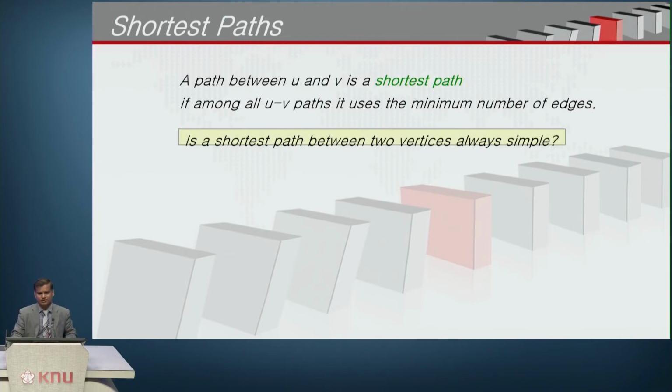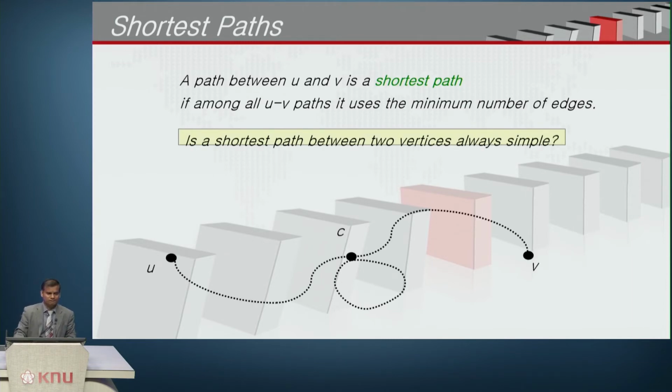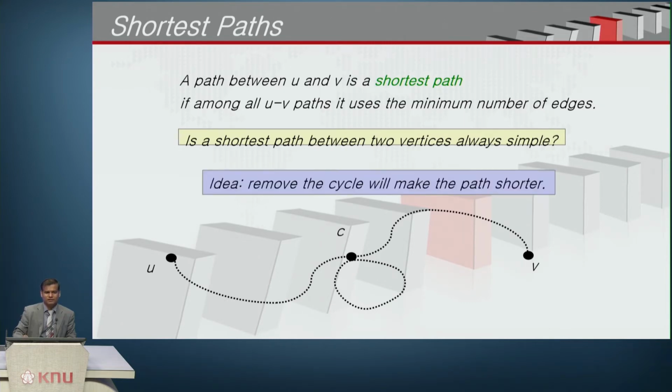Is a shortest path between 2 vertices always simple? As you can see here, if you are considering U and V, if you just remove this cycle, it would be easier. So the idea is, removing the cycle will make the path shorter, or else you just go to point C and then go around a cycle. After that you go to the point V.